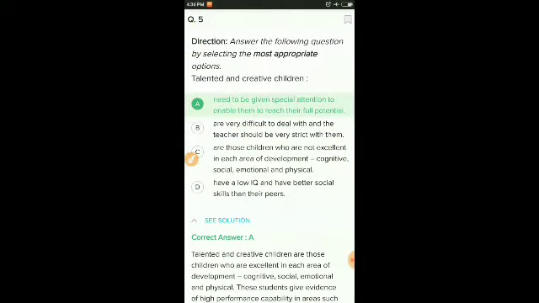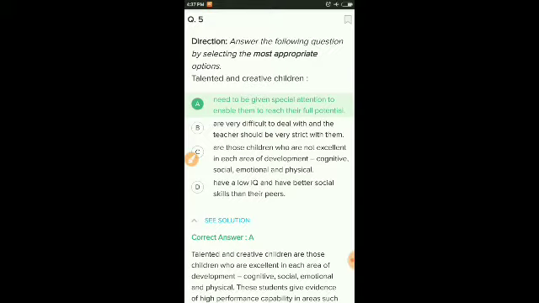Number 5, talented and creative children. So what should we do for those talented and creative children? Option A is the correct option. They need to be given special attention to enable them to reach their full potential.